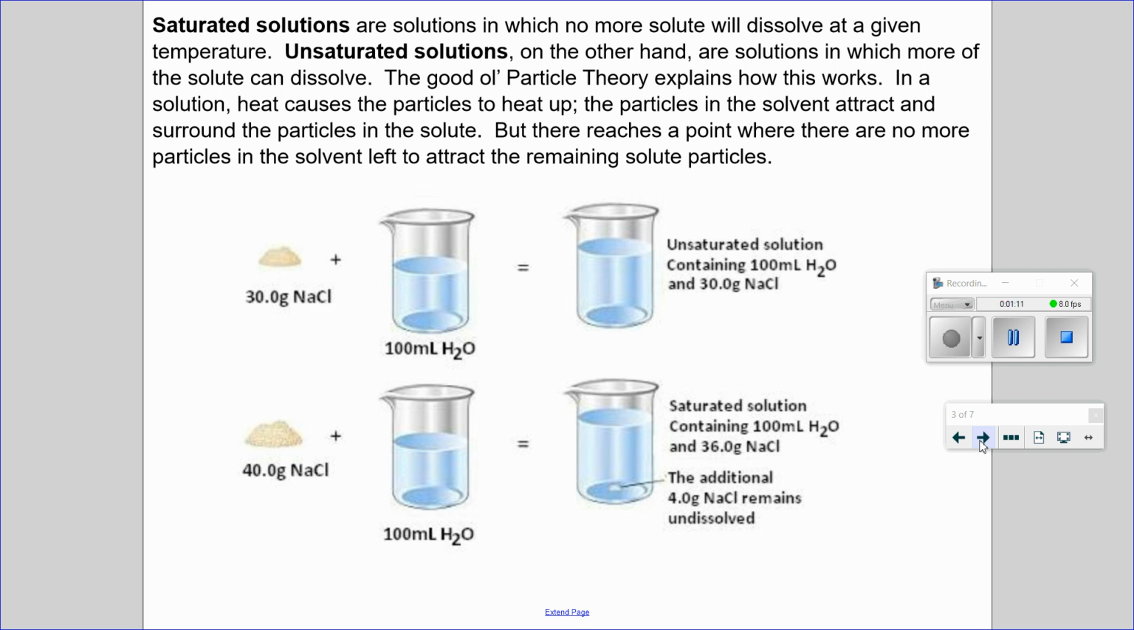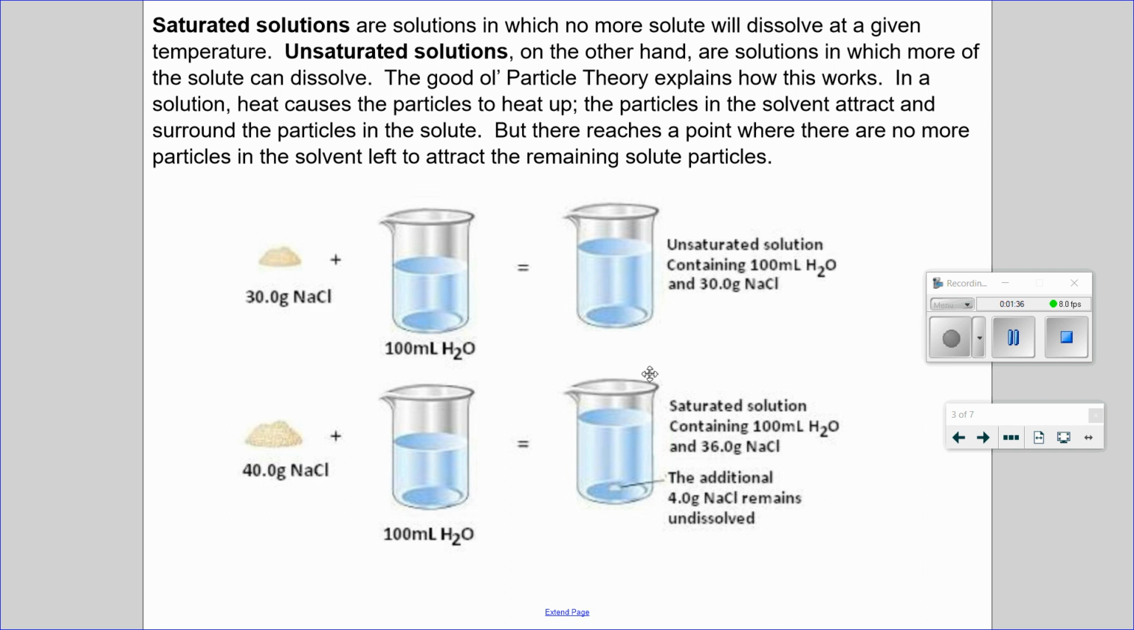In a solution, heat causes the particles to heat up or speed up. The particles in the solvent attract and surround the particles in the solute. But there reaches a point where there are no more particles in the solvent left to attract the remaining solute particles. And I've got just a couple of examples here.